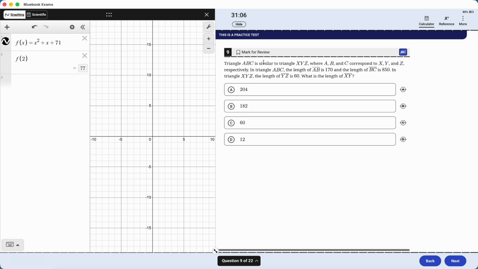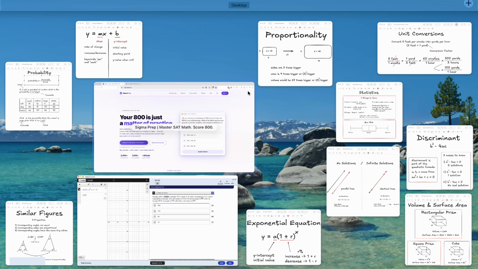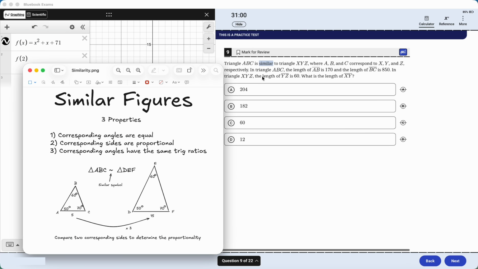Next one, triangle ABC is similar to triangle XYZ, right? So similar is something we want to know. Similar figures, they like that. There are 3 properties you want to know for similar figures. Number 1, corresponding angles are equal. So if you look at this picture, angle A and angle D are the same, angle B and angle E are the same, right? They have to have the same angle measures.